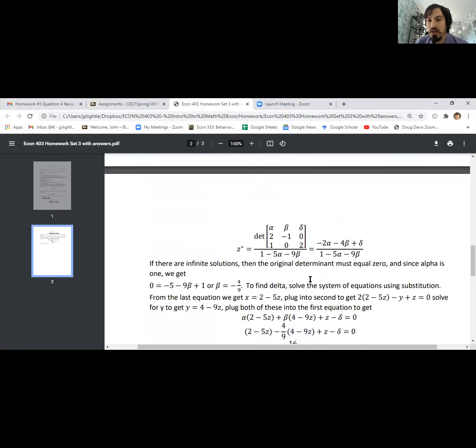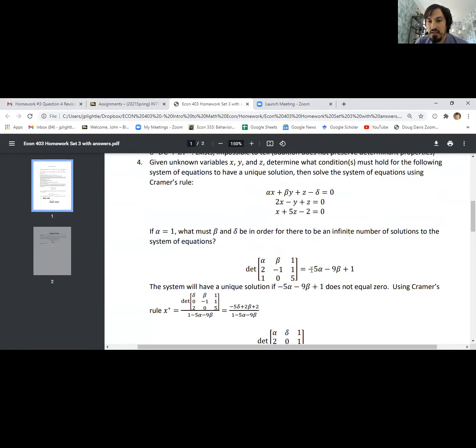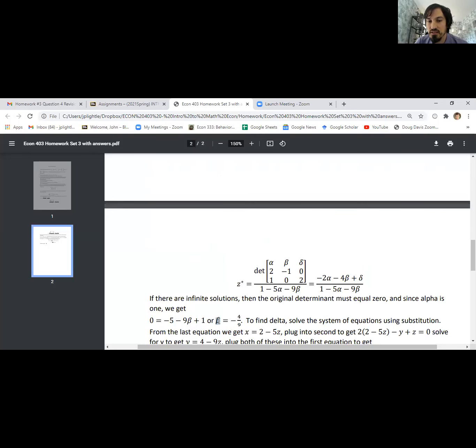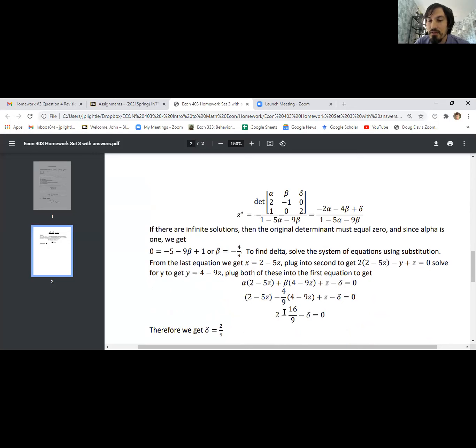And since alpha equals 1, here is the determinant. If you set alpha equal to 1, you get -5 minus 9 beta plus 1 equals 0, which is written here. You can actually just solve for beta. Beta equals -4/9.